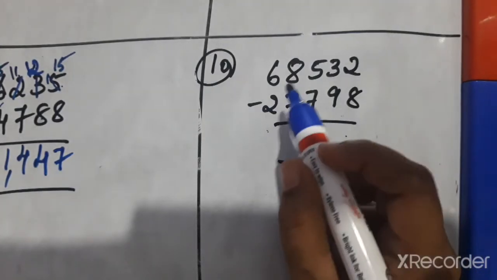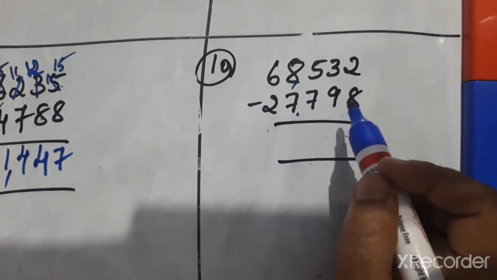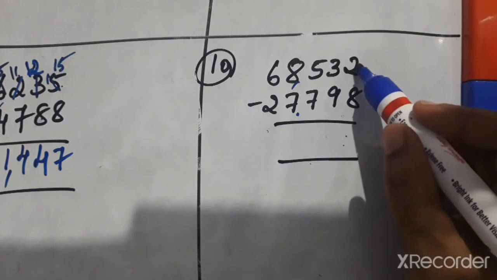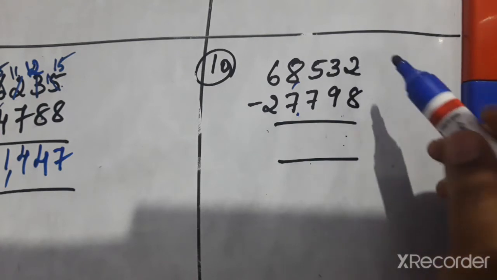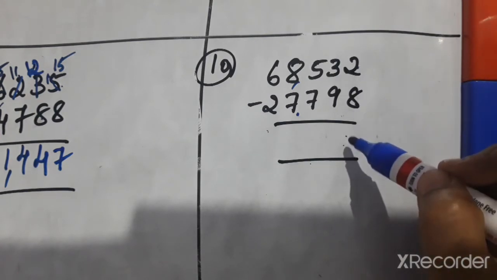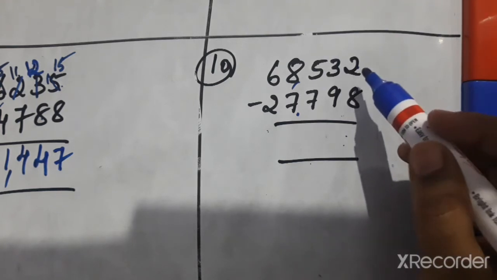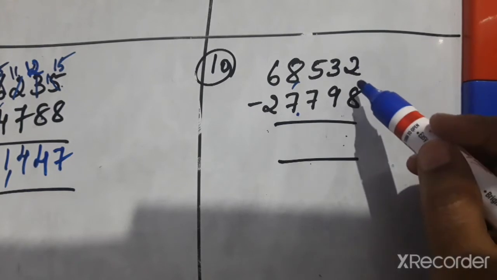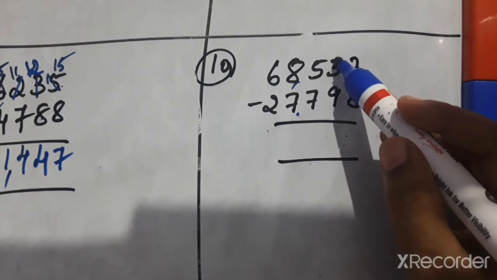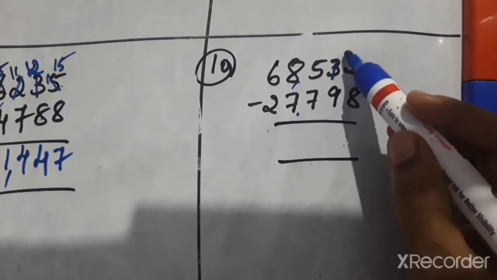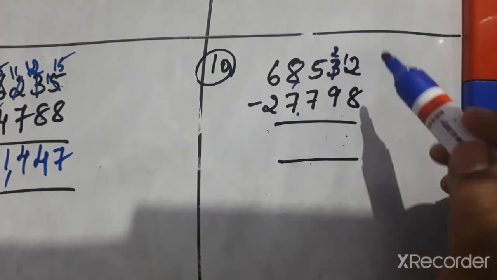Now 10th one, 68,532 minus 27,798. Now here 2 minus 8, we have to subtract. So 2 minus 8 we can't subtract. We have only 2 rupees. We want to spend 8 rupees for a pen. So here we can't spend. No, we can't buy an 8 rupees pen because we have only 2 rupees. So borrow 1 from our next friend, next neighbor. So borrow 1 from here. So it becomes 12. 2 will become 12 and here this is 2 now.